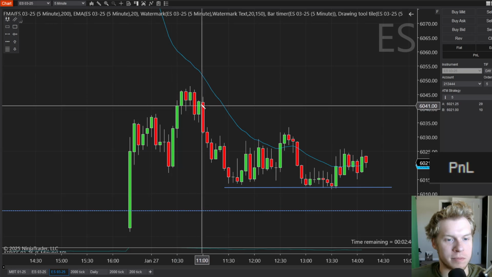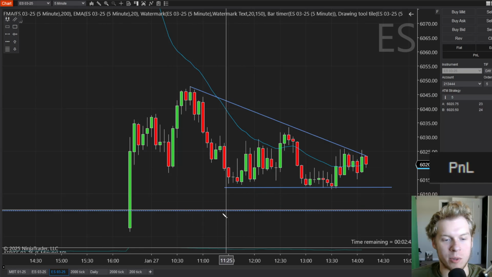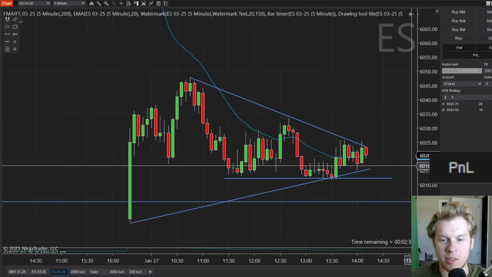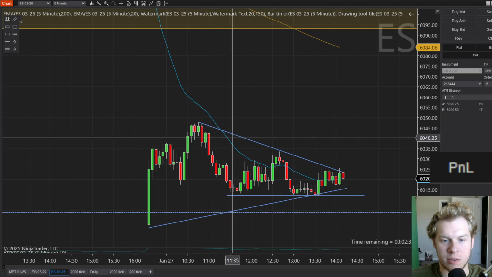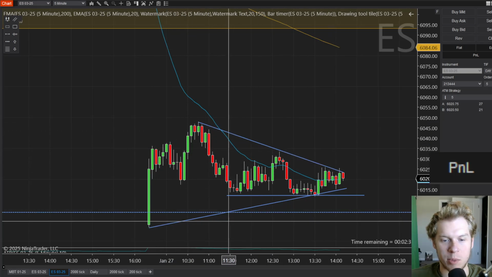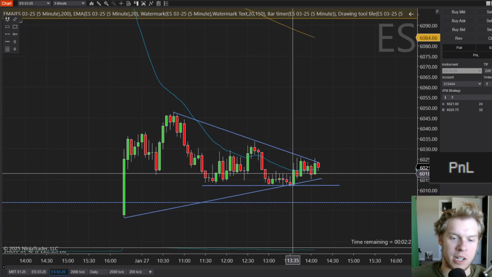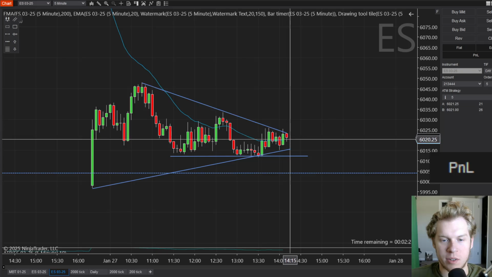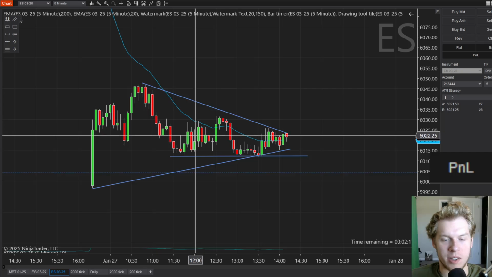Another thing is we're in a wedge right now, we're in a triangle. All right, so a triangle, it's converging trend lines. So we have this trend line moving down and this trend line moving up. And I like to avoid trading when there's a triangle. And the reason is because you get these tight trading ranges in it, like here and here.